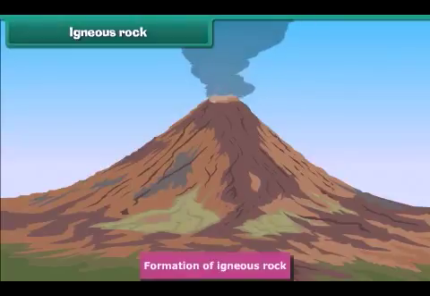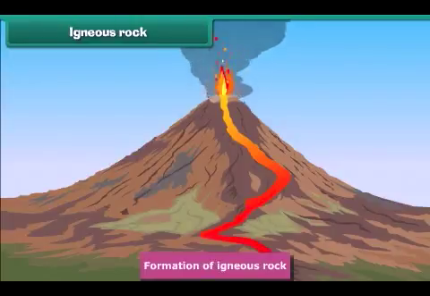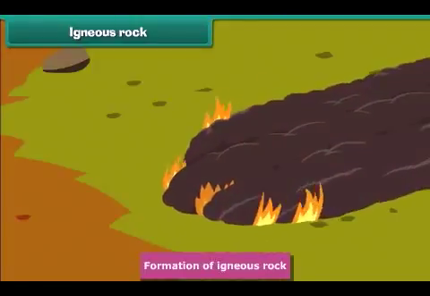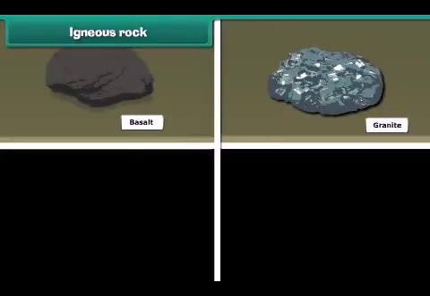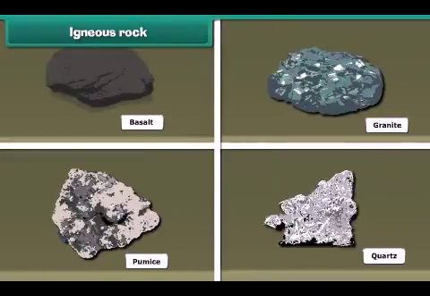Igneous rock is formed when molten rock like lava in volcanoes cools, gets hardened and solidified. It is often shiny and glossy. Basalt, granite, pumice, and quartz are examples of this kind of rock.